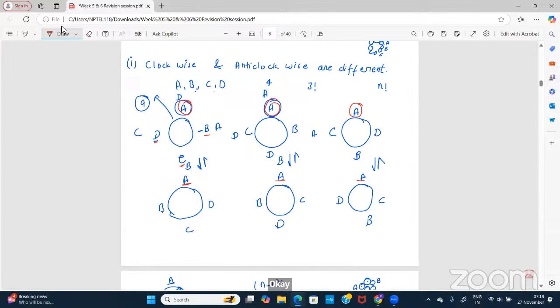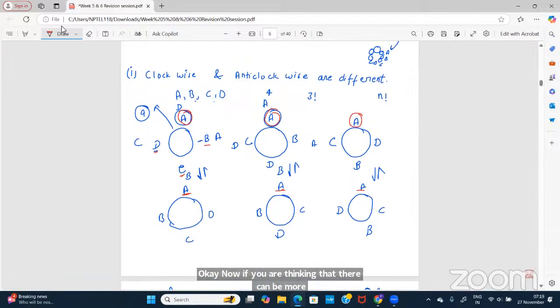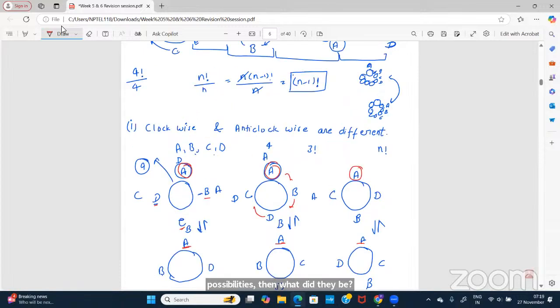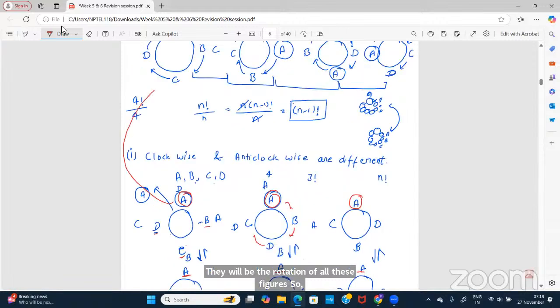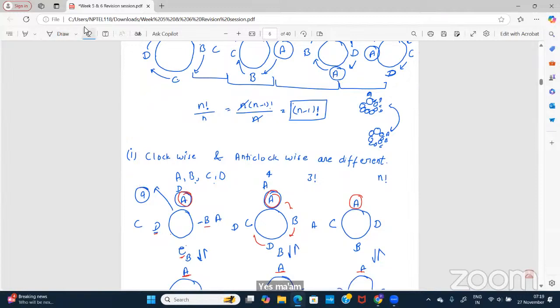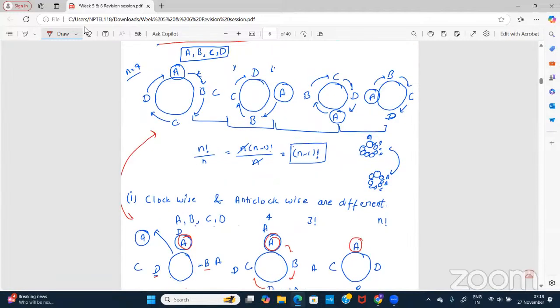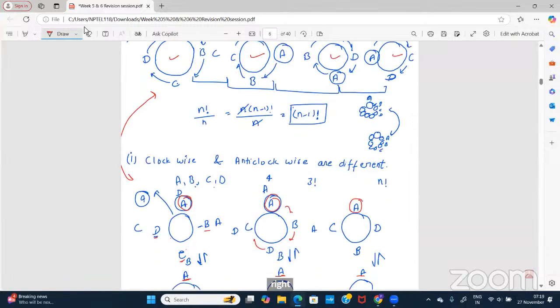Now, if you are thinking that there can be more possibilities, then what will they be? They will be the rotation of all these figures, right? So here, this is ABCD. This is same as this, right? Yes, ma'am. So you can see this figure is same as this, right? And this figure is same as these, right? Okay. Similarly, you can do with this one also.